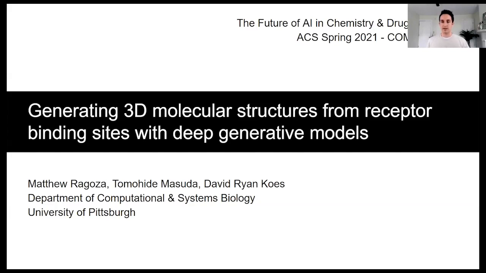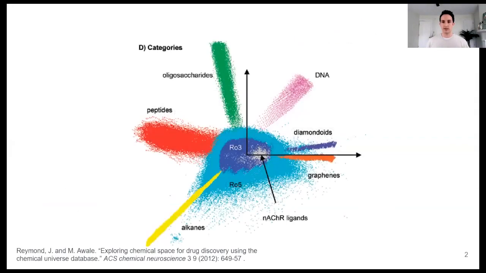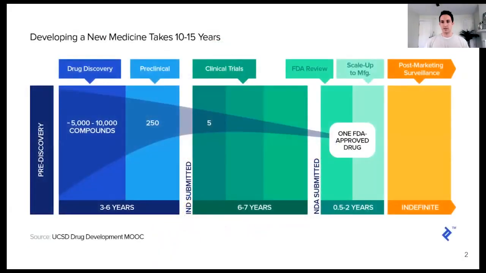Hi, my name is Matt Ragoza. I'm a research staff member at the University of Pittsburgh, and today I'll be talking about generating 3D molecular structures from receptor binding sites with deep generative models. Drug discovery requires us to search through an enormous chemical space to discover novel therapeutics. By one estimate, there are on the order of 10 to the 60th potentially drug-like compounds, and filtering this space down through each stage of the drug discovery pipeline is extremely time and cost intensive. At any stage of the pipeline, we could accidentally be throwing away life-saving medicines, so developing methods to rapidly explore and evaluate compounds is more urgent than ever.